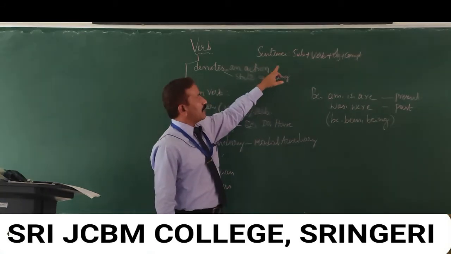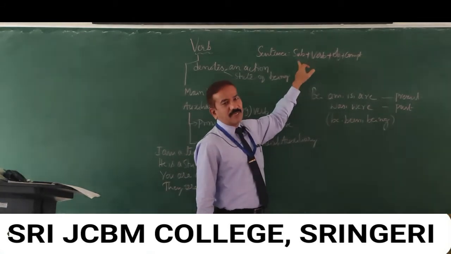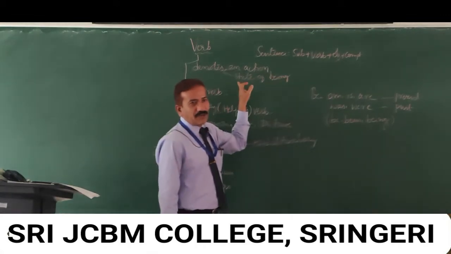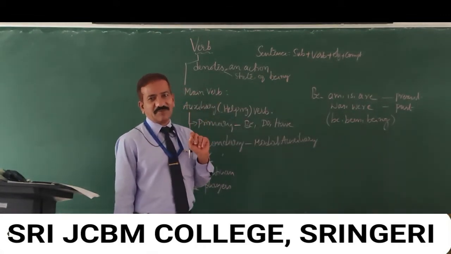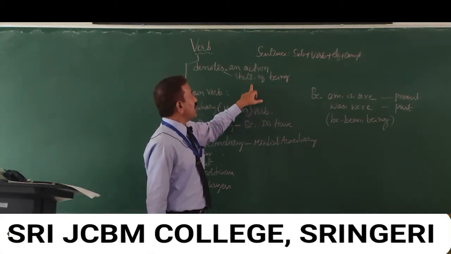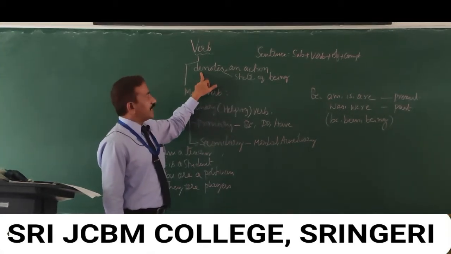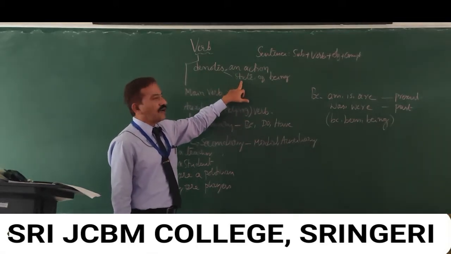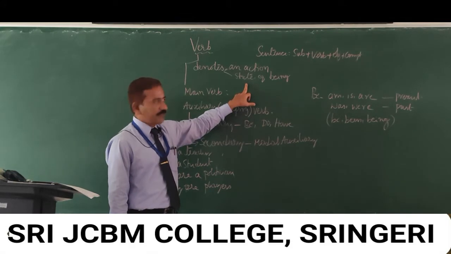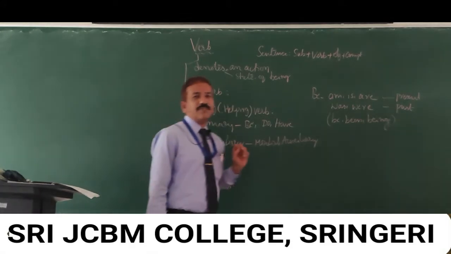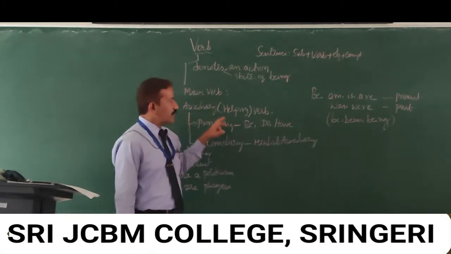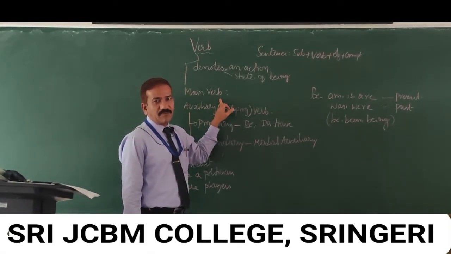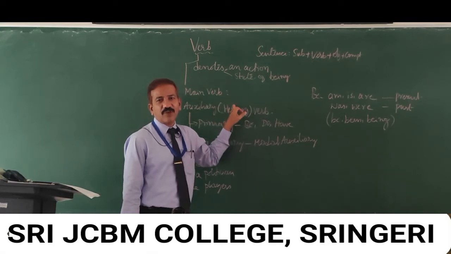A verb in English is preceded by a subject and followed by object or complement. So, it indicates an action and also a state of being. Here you see, a verb is an action word, or it indicates an action or state of being. So, you see there are two kinds of verbs: first, main verb, and second, auxiliary verb. What is a main verb? An action word is called a main verb.